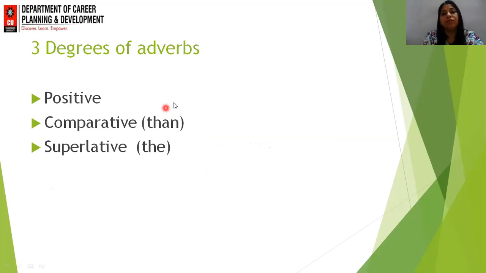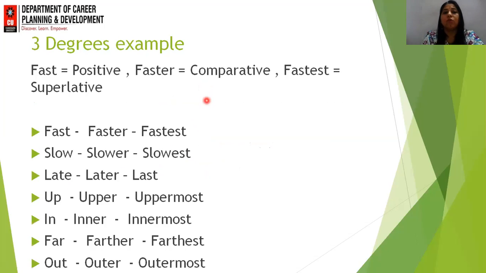Next is, there are 3 degrees of adverb. So as we know, in adjectives as well, we have 3 degrees. Similar is the case with adverbs. So positive, comparative, and superlative. If I take an example of the following words, fast is positive, faster is comparative, and fastest is superlative. So we always know that when we are doing comparison and we are giving the second degree of comparison, that is faster. Accordingly, slow, slower, slowest.